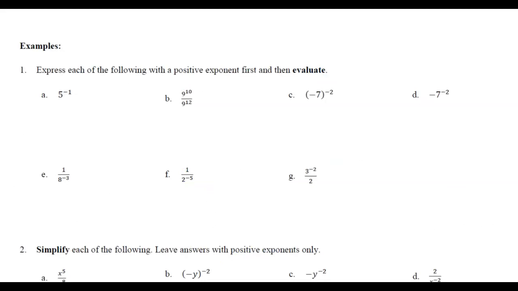Although maybe your calculator will do some of these for you, basically on a test we'll probably have mostly ones with variables, so you can't put it in your calculator. So it says express each of the following with a positive exponent first and then evaluate. This one is going to be 1/5 to the +1, which is really just 1/5. So once you flipped it, you evaluate the power.